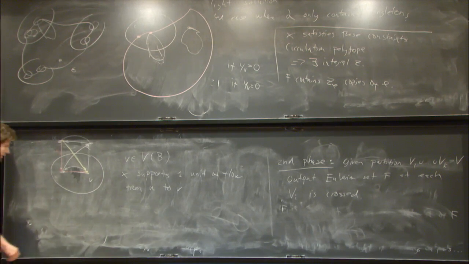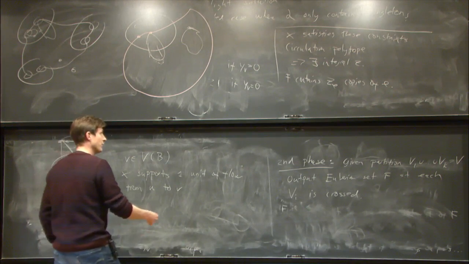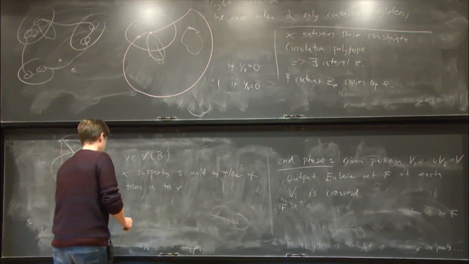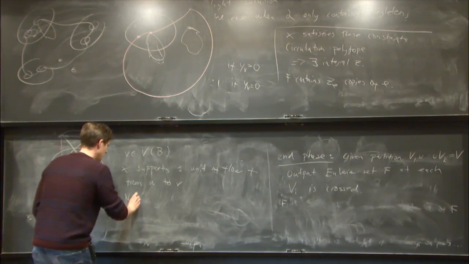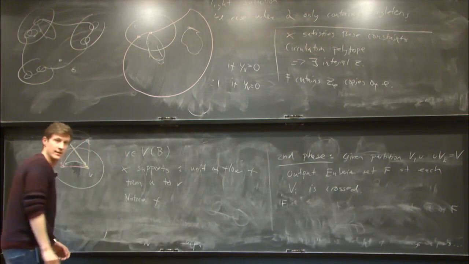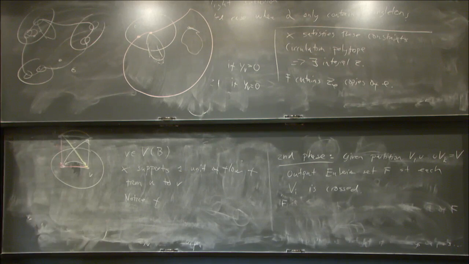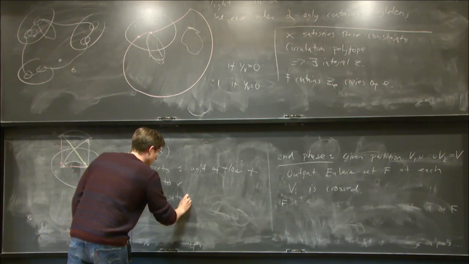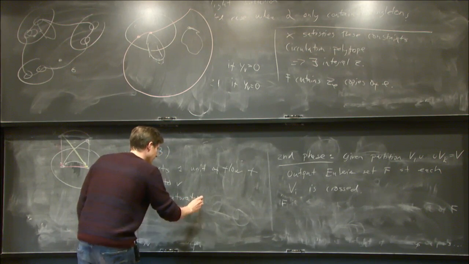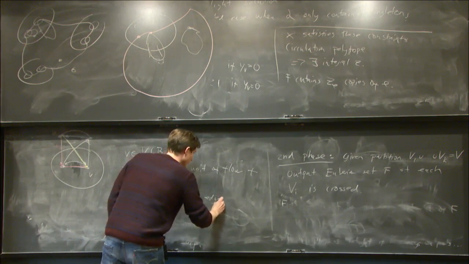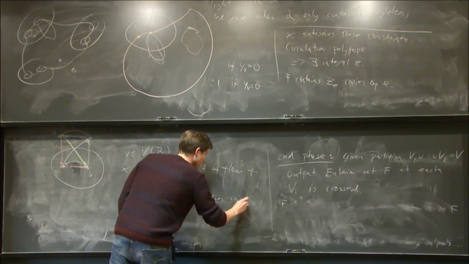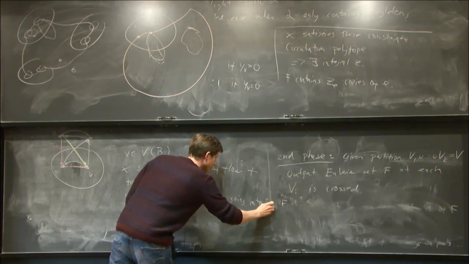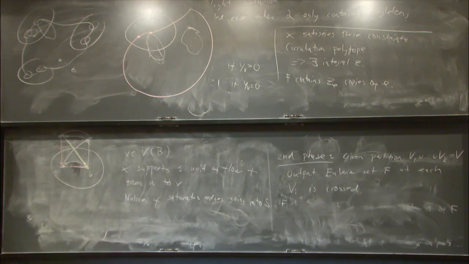Notice that. So let this be F. X supports 1 unit of flow F. So notice F saturates the edges going into S. Right? I send 1 unit of flow from U to V. There's only 1 unit of X going into S. So it has to saturate all these edges.